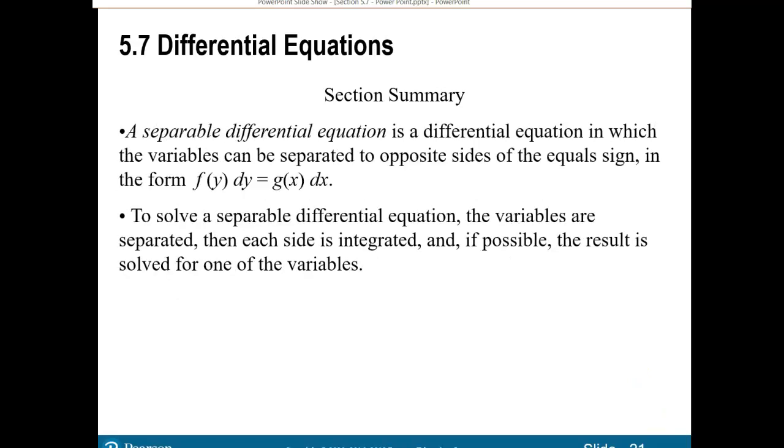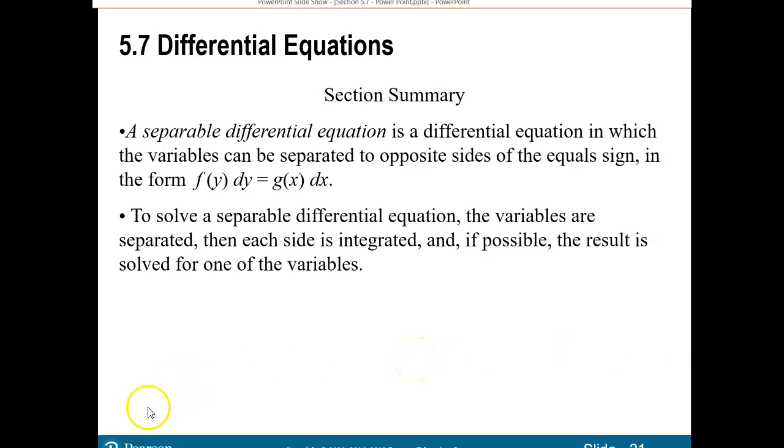Okay, a separable differential equation is an equation in which the variables can be separated to opposite sides of the equal sign in the form f of y dy equals g of x dx. So the y is on one side, x is on the other. And then to solve a separable differential equation, the variables are separated. Then you take the antiderivative by integrating both sides. And if possible, you then solve that equation for y. They say solve for one of the variables, but typically we're looking for y. So we want to be solving for y.